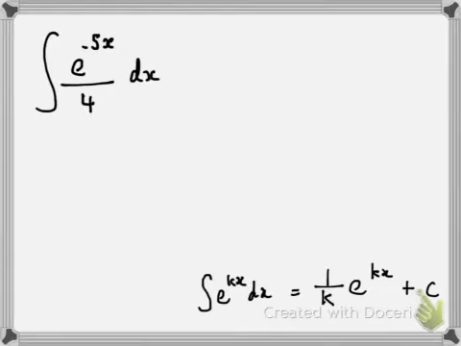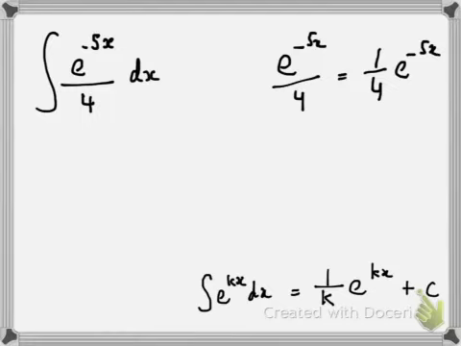Okay, next one, we've got e to the power of negative 5x over 4 dx. So e to the power of negative 5x over 4, we've done this a few times now, but you've got to recognise this. This is the same as a quarter e to the power of negative 5x. So what I can do with this, I can take a quarter out the front here, and there's the integral sign, negative 5x. I'll make that a bit clearer. Negative 5x. So there we go.